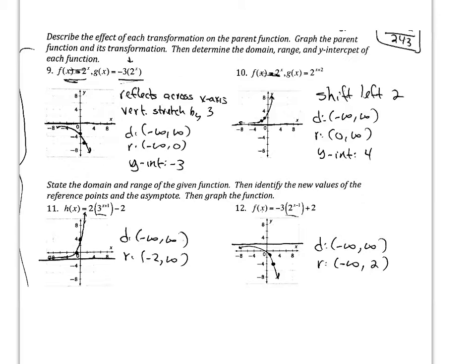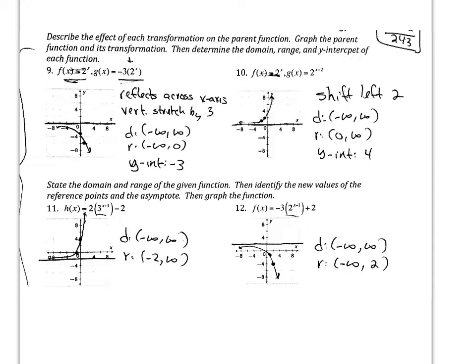Okay, 9 and 10, well, 9 through 12 really. These are exponential growth. That's what we did on Wednesday. And it's growth because the number inside the parentheses is bigger than 1. That's bigger than 1, that's bigger than 1, that's bigger than 1, that's bigger than 1. We're not going to worry about the first one. That's just the parent function.